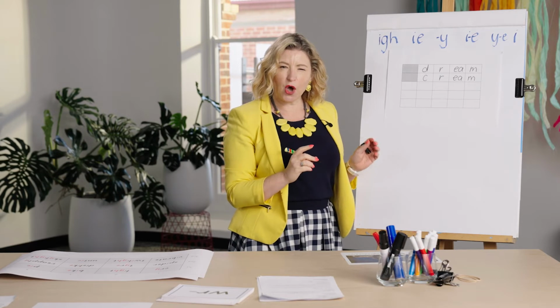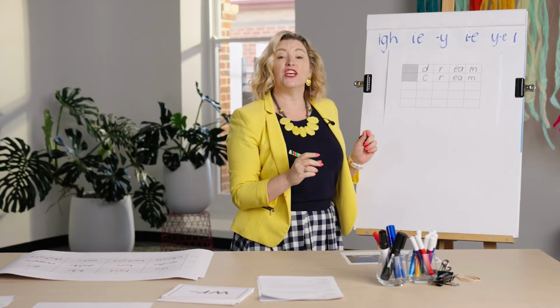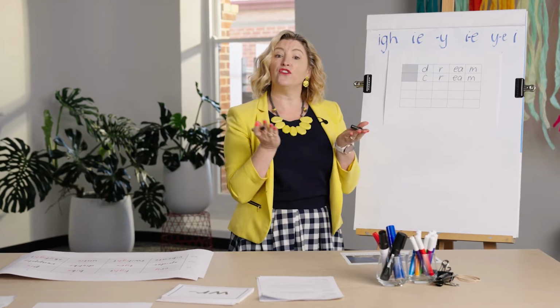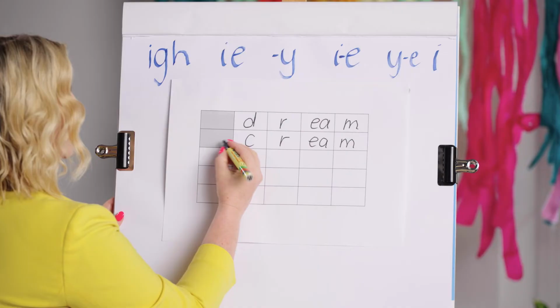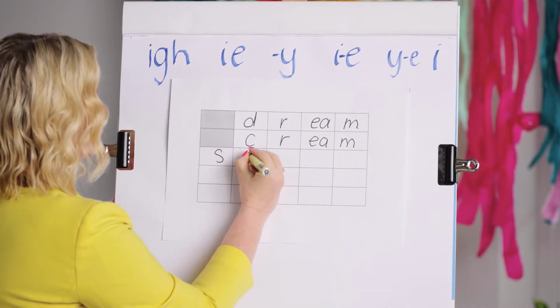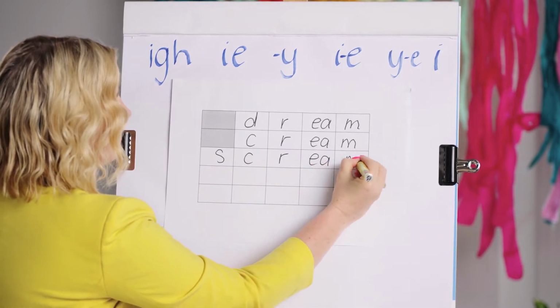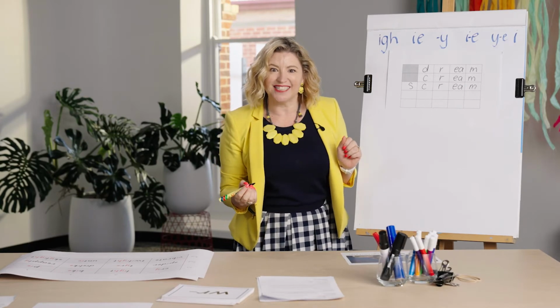Fantastic job. Now we're going to add a sound at the start. So we're going to make a consonant blend, a consonant cluster. Are you ready? We're going to add a S to the start of cream. So if you have cream and you add S, what do you get? Well done, scream. Say the sounds as you write it. S, K, R, E, M. I hope you don't need to scream while you're doing your lesson today.